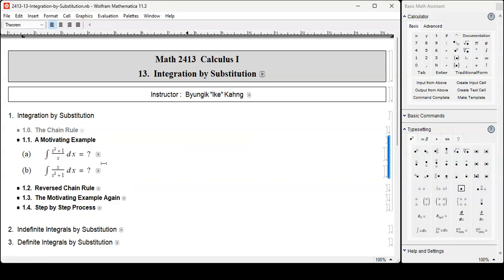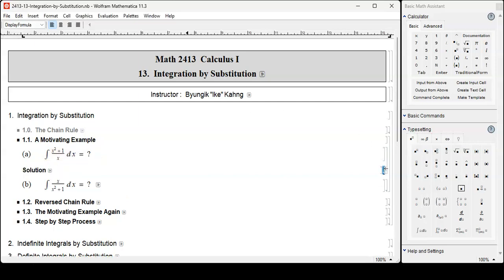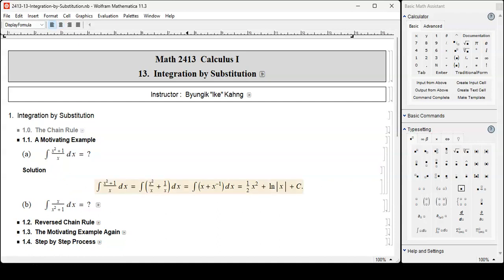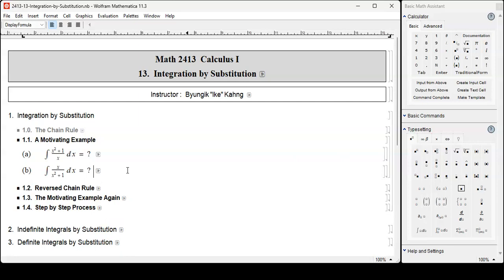Here's a motivating example. Stop the playback and try on your own. It's not too bad. So what did you get? There you go. You can separate the numerator, as you can see here, and then simplify term by term, like this, and consequently, you can integrate term by term. Alright, that was easy. How about the next example here?